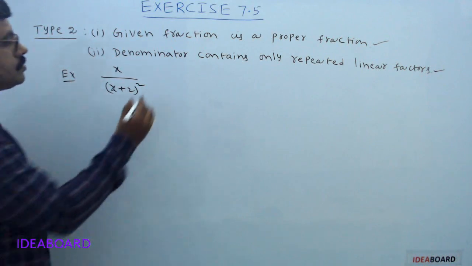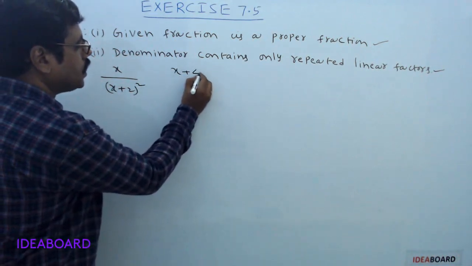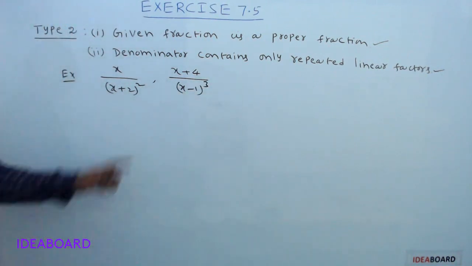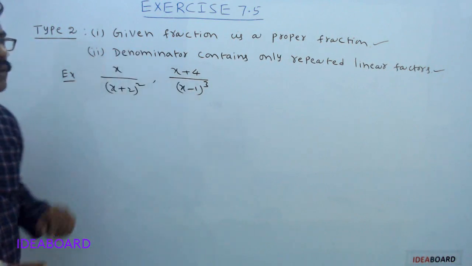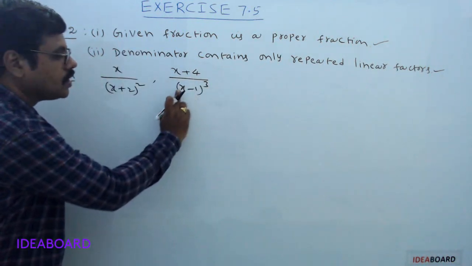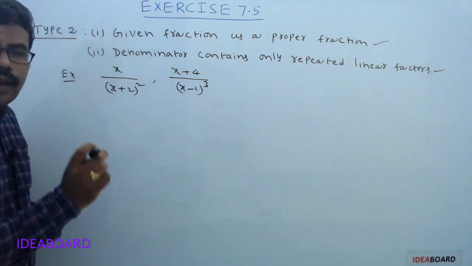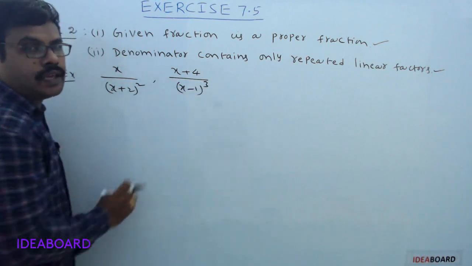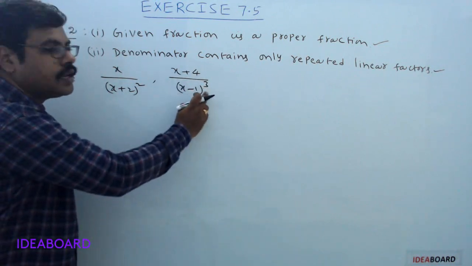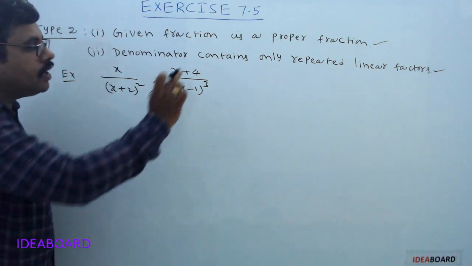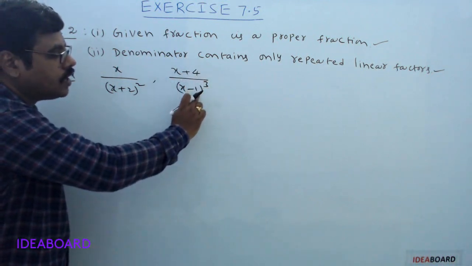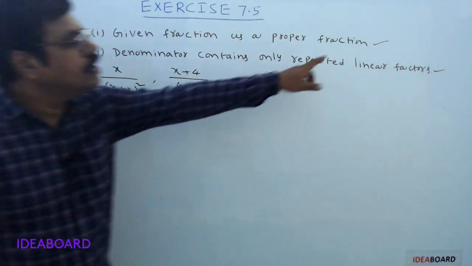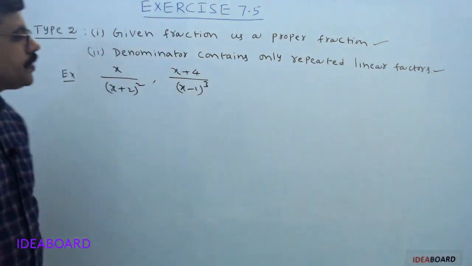Now, see one more example. Suppose (x plus 4) divided by (x minus 1) whole cube. What is the degree of the numerator? 1. If you expand this term by using the (a minus b) whole cube formula, you get a cubic polynomial. So, the degree of the denominator is 3. Degree of numerator 1, degree of denominator 3. Clearly, the degree of the numerator is less than the degree of the denominator. So, it is a proper fraction. Condition number 1 is satisfied.